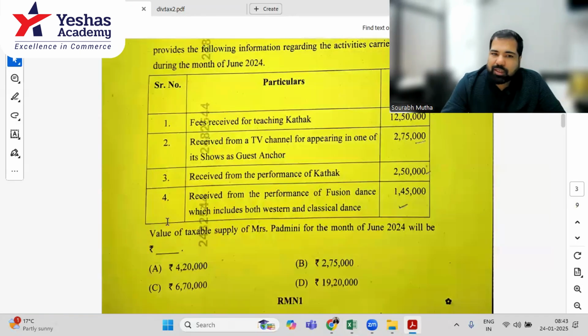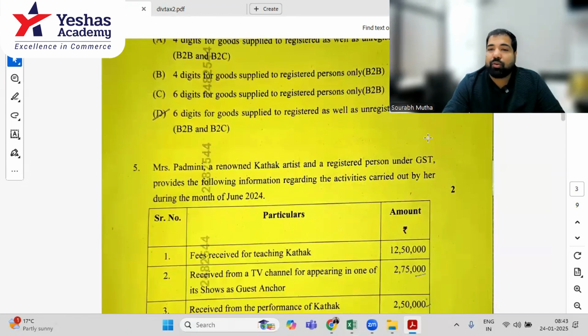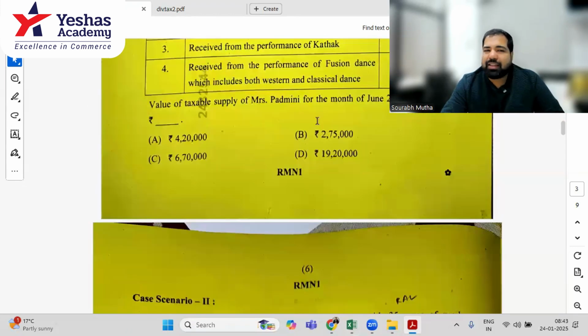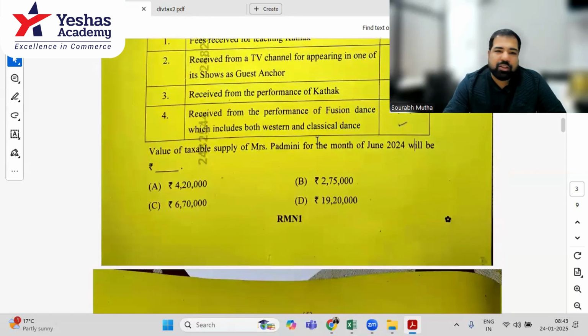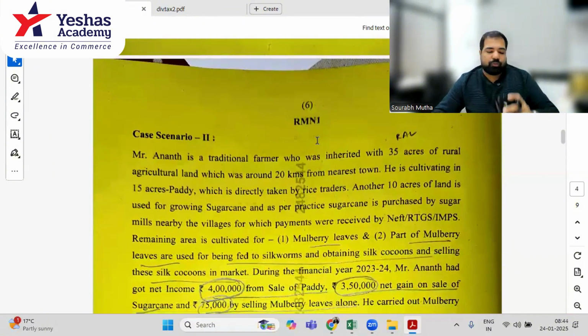These are the 5 MCQs. Every MCQ gets you marks. This one got you 2 marks. Again, this is not difficult. If you've done exemptions well, if you watch my video, I think this should be easy to go. Next.